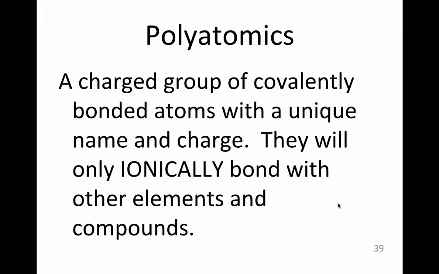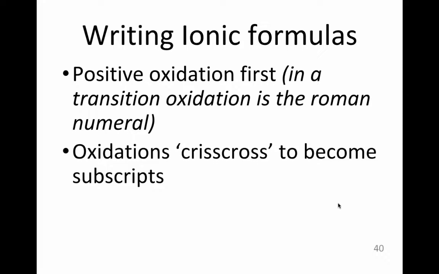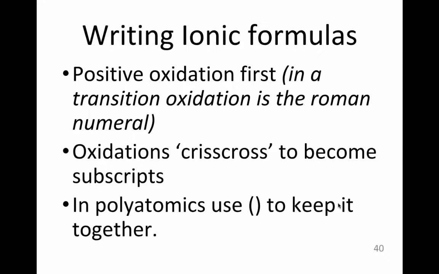Polyatomics, you also picked up a sheet, or it's on the back of your electronegativity sheet, that is a massive list of polyatomics. These are preformed covalent compounds with unique names and charges, and they will bond ionically to other elements and compounds. So writing ionic formulas, the positive oxidation always comes first. In a transition metal, the oxidation has to be given to you as a Roman numeral. The oxidations then crisscross to become the subscripts, and in polyatomics, you're going to want to use parentheses to keep the polyatomic itself together.